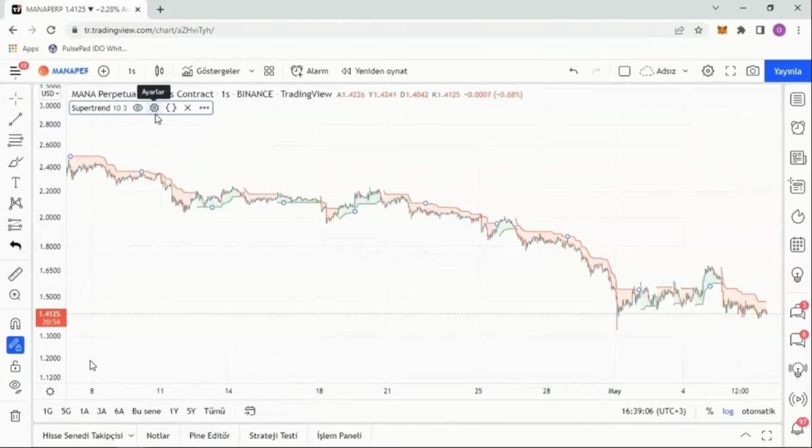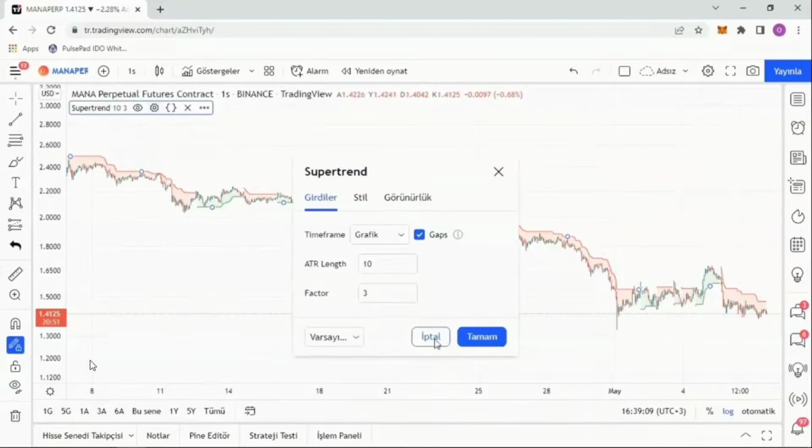Supertrend calculates these lines by using ATR, which is an abbreviation for average true range. It has two important settings. The first one is the length of the ATR. You can see this as period in some other sources. It comes with a default setting of 10. This value shows us the number of previous candles that ATR is calculated on. And the second one is the factor. This value shows us how many ATRs are used in the Supertrend calculation. It comes with 3 by default.